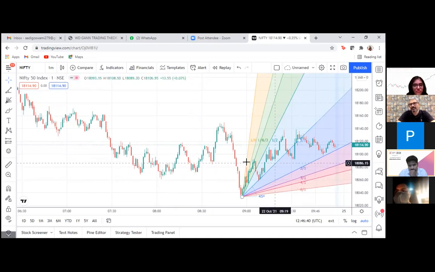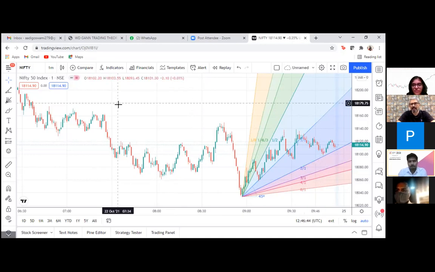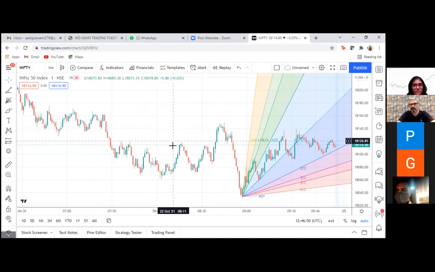So these Gann fan lines provide support and resistance to the price movement even during the day. Sir, if I may ask a question. Yeah, sure, Gagan. How do we ascertain what is the low while we are actively trading?